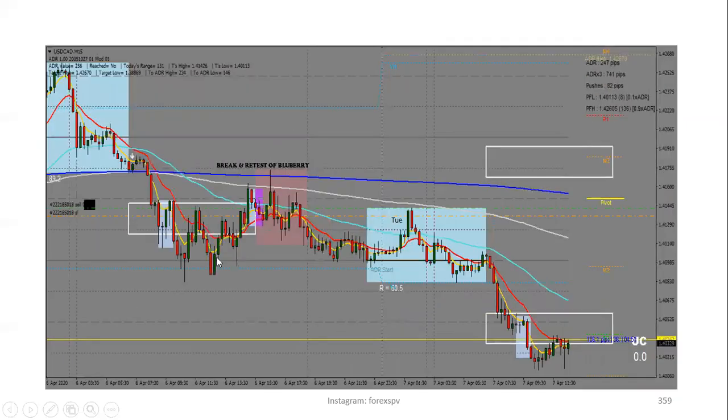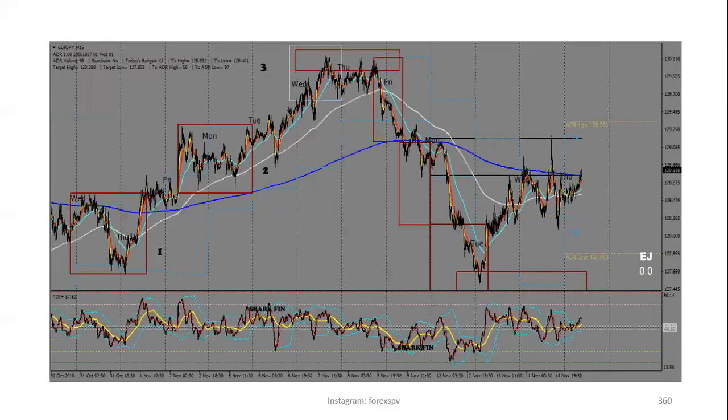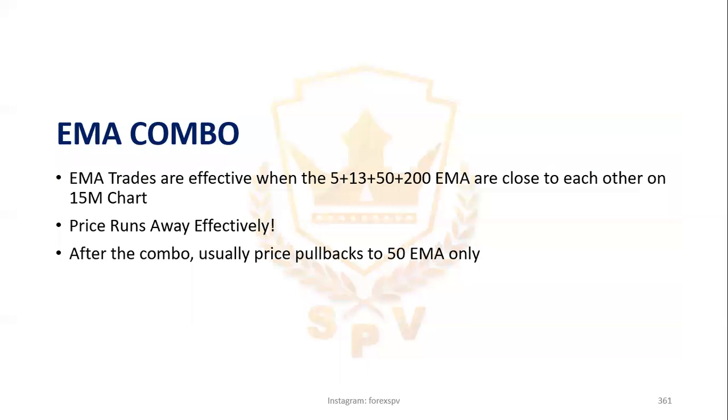Yesterday we had a trade on GBP/JPY, and it was a blueberry trade where the dealer did break the blueberry, come back for a retest on the blueberry, and gave us a pattern to trade away from the peak. So like this, a break and a retest of the blueberry, that's a blueberry trade. I remember I sent the setup on the premium group.